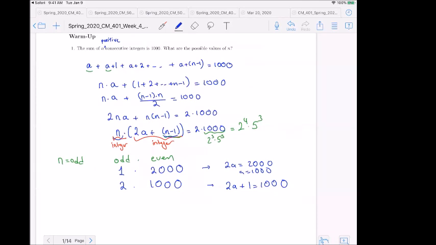For example, let's try the next one. Let's try if we can have 4, right? If this is 4, so you know that this is not going to work.